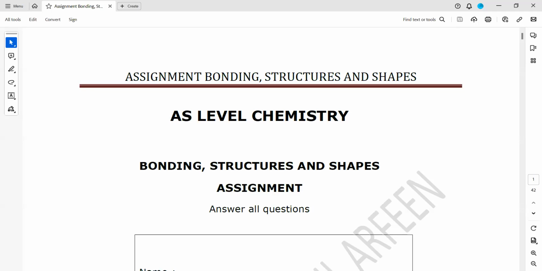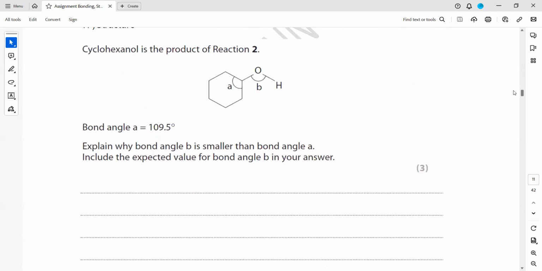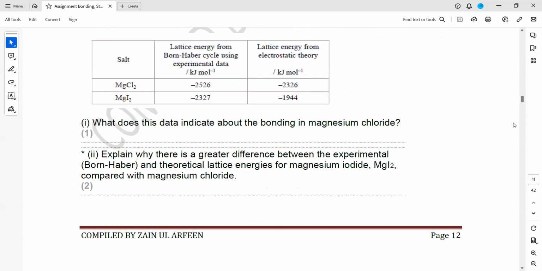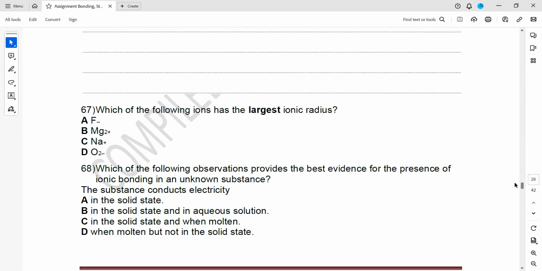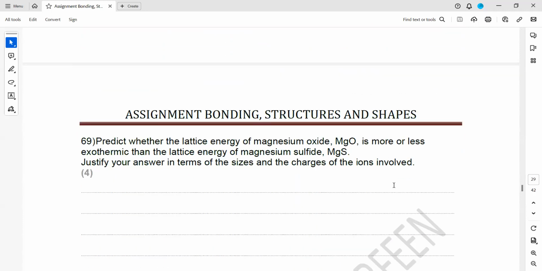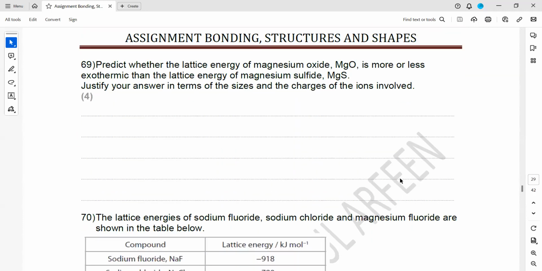So this was a weekly homework which was related to bonding structures and shapes. The first 68 questions I have already solved. So we'll do from 69. So we'll solve from question 69.